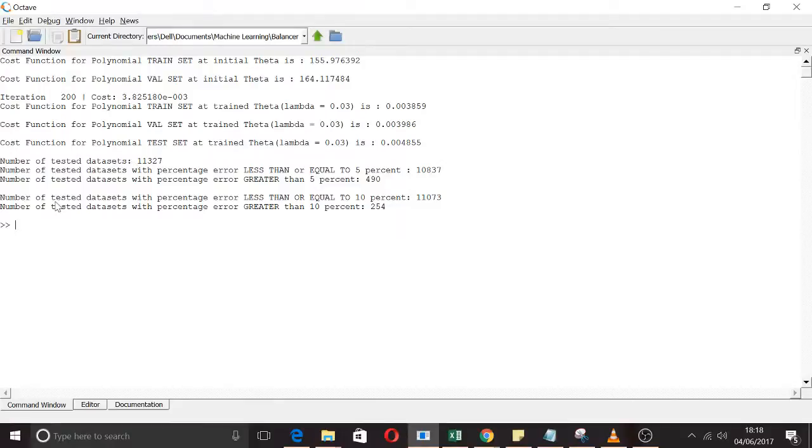Then we also had over here the number of tested data sets with percentage error less than or equal to 10%, which was 11,073, while the number with percentage error greater than 10% was 254. This shows that our algorithm is working properly, and the prediction is very accurate with this percentage error that we have over here.